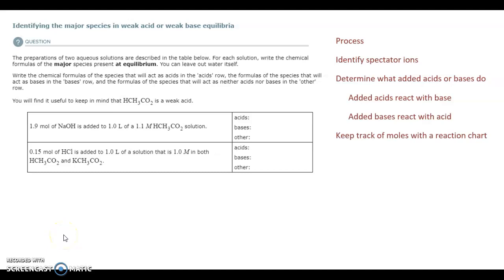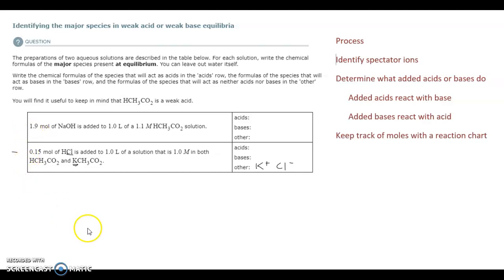So in this video, we're going to work on reaction number 2, or example number 2 in this topic right there. We're going to use the same process as we did before. So we are going to identify the spectator ions, and in this case, we've got two of them. The chlorine is a spectator ion, and the potassium is a spectator ion. So we're going to have in the other category, once we're all done, K+ and Cl-. Okay.